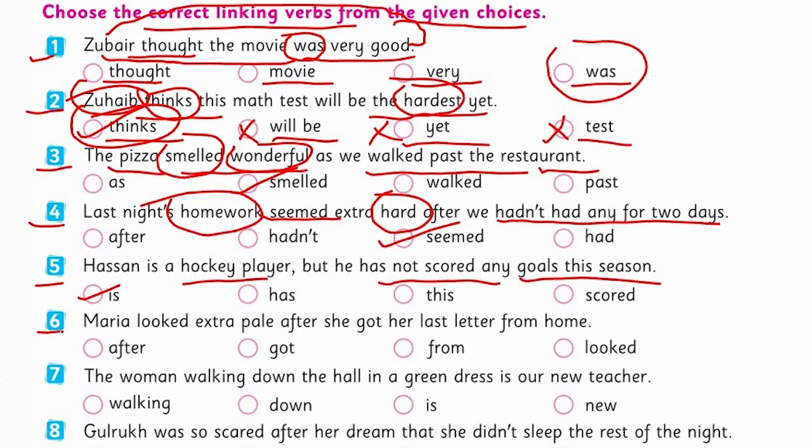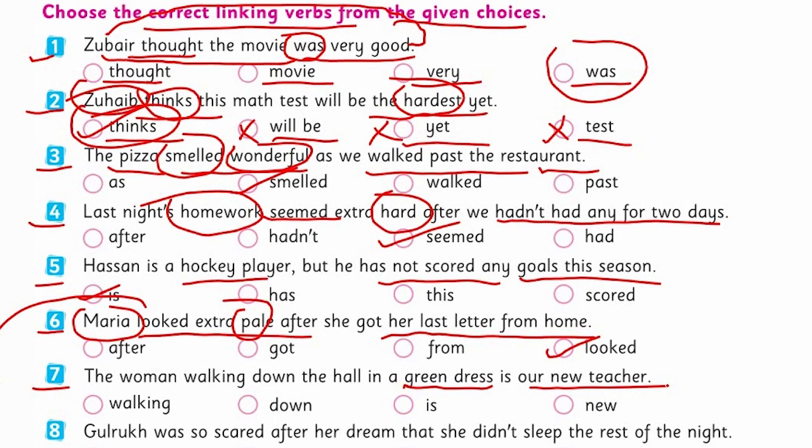The sixth one: Maria looked extra pale. She got her last letter from home. Okay, Maria is a noun here. Extra pale: pale means very washed out, looking ill, is an adjective here. So, what word is connecting them, linking them together? Yeah, it's very clear to you. Looked is a linking verb here. The seventh one: the woman walking down the hall in a green dress is our new teacher. Yeah, we have is here, the linking verb. So, no need to choose another option. Is is the right option here.